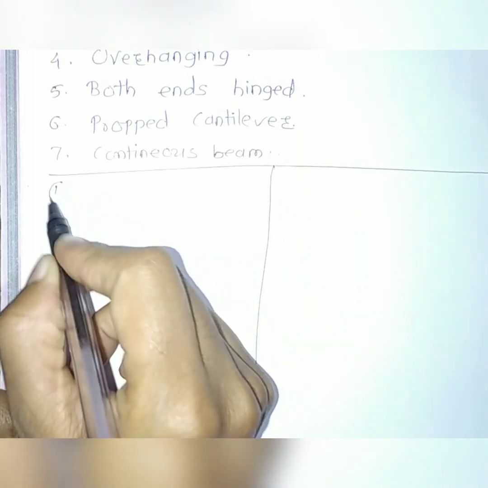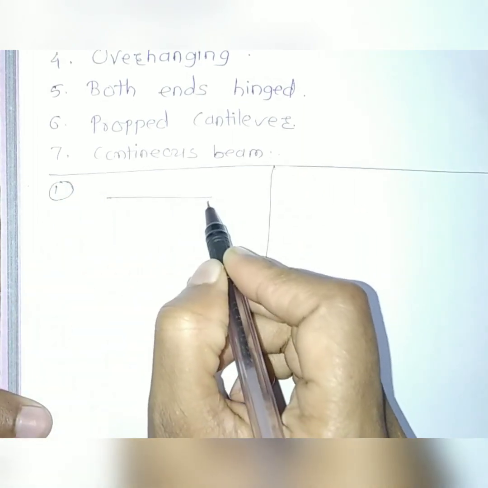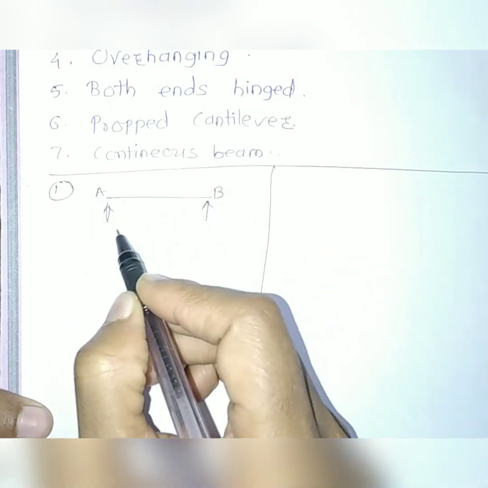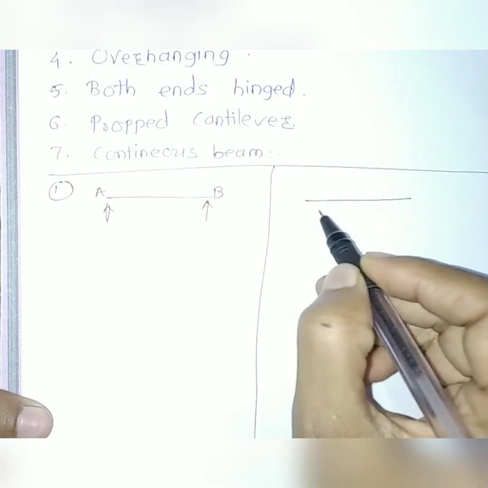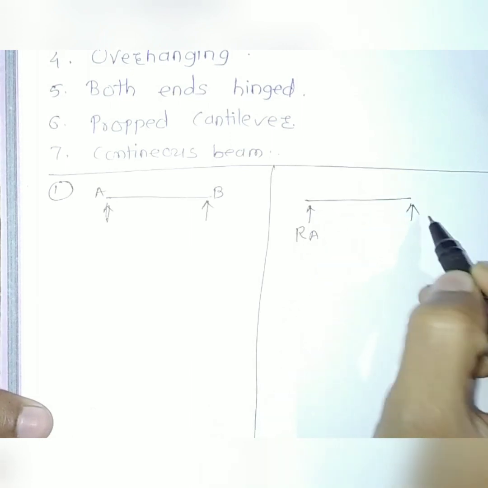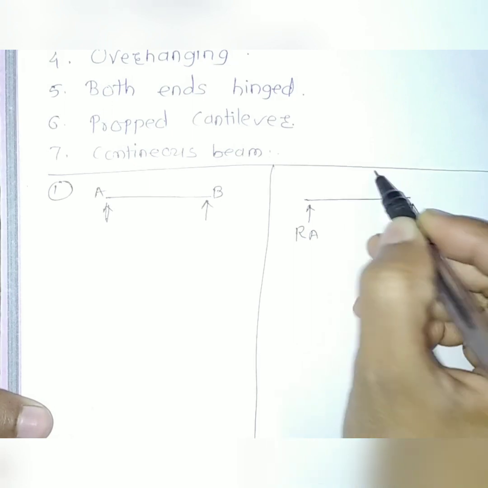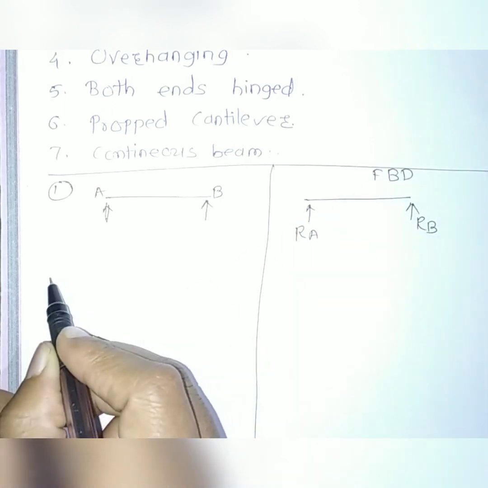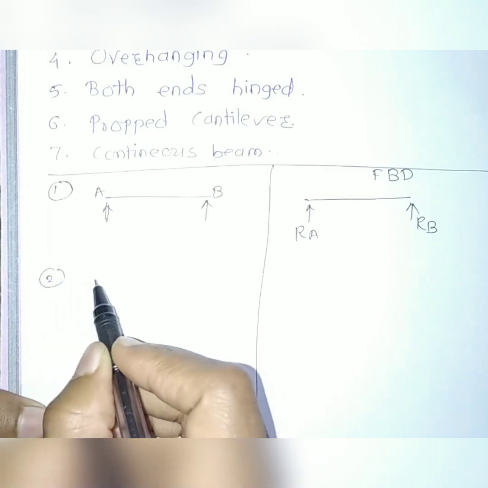Simply supported beam. So this is simply supported beam. Suppose beam AB. So while drawing the FBD of such concerned beam, RA and RB we have to calculate. This is FBD. FBD stands for free body diagram. The second one is cantilever beam.